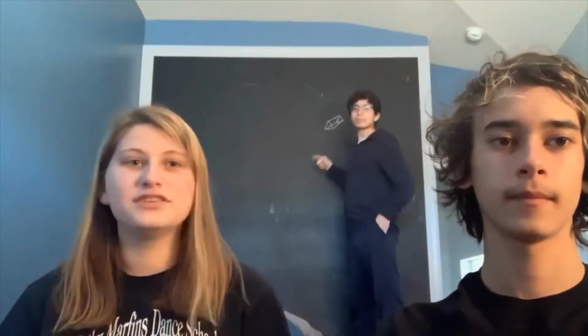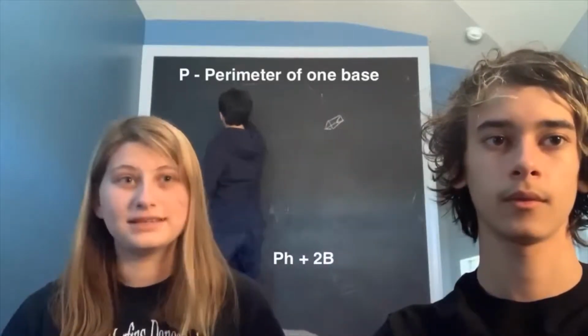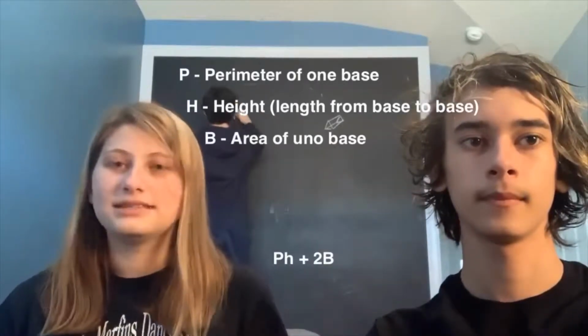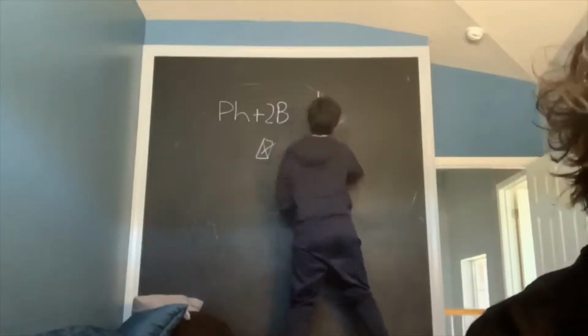For prisms, the surface area equation is pH plus 2b. P equals the perimeter of the bases, H equals the height, the length between the bases, and B is the area of one base.